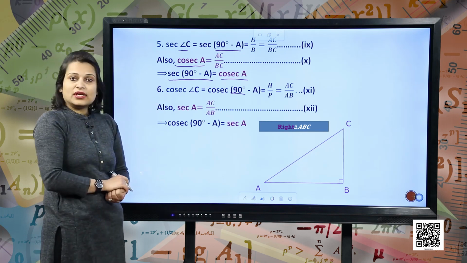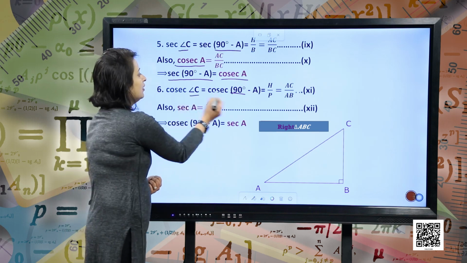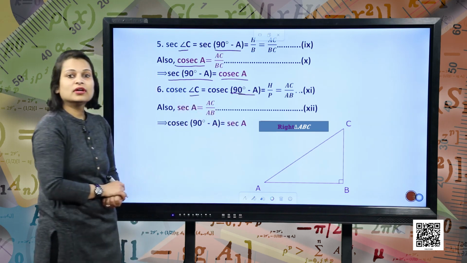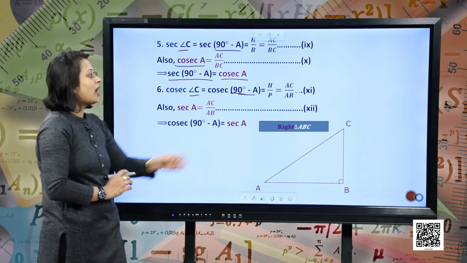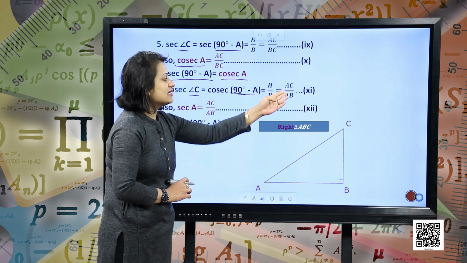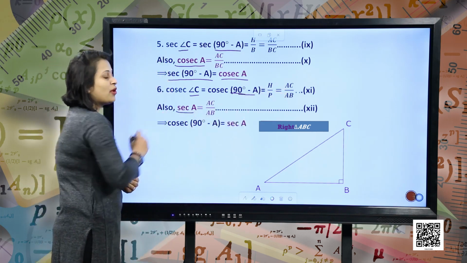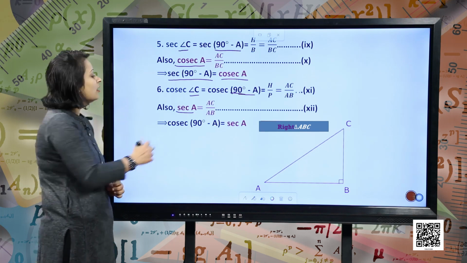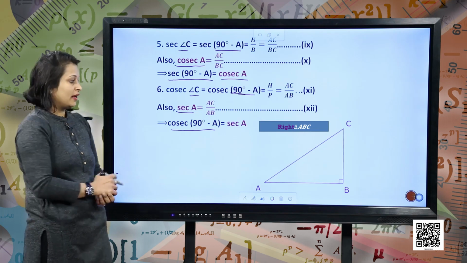Now, cosecant of angle C is what? 90 degrees minus A. So cosecant of 90 degrees minus A is what? Hypotenuse upon perpendicular, which is AC upon AB. Also, secant A is what? AC upon AB. So we can write cosecant of 90 degrees minus A as secant A.